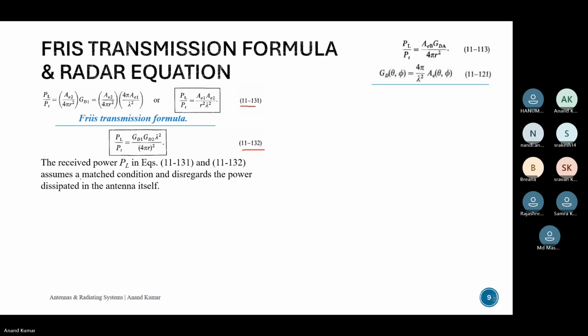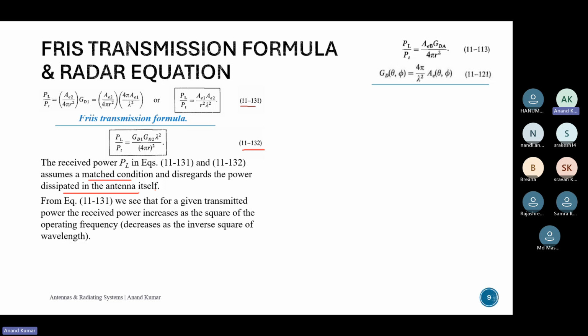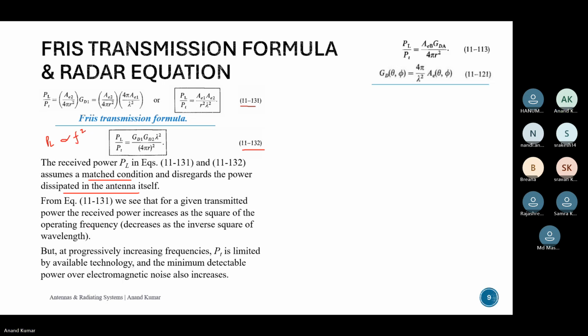Now, we also discussed that this is the case when we assume matched condition and we disregard the dissipation of power in the antenna itself, and also that the received power PL is directly proportional to the square of the frequency. But there is a catch. At progressively increasing frequencies, the transmitted power is limited by the available technology. So if we increase the frequency, we won't be able to keep the transmitted power at the same value. For higher frequencies, we'll have to reduce the transmitted power.